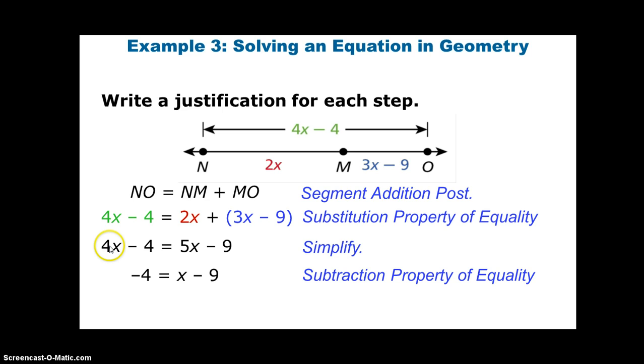They took this 4x, I wish I could write on this, but it will not let me, and they subtracted it over to 5x to get 1x. And they called that the subtraction property, which we just looked at on the other problem. And then how did they get to the last step? Well, then they added 9 to both sides to get here, and they called that the addition property. Okay, so that's kind of walking through one that looks more like geometry. It's still a lot of equation working and things like that.